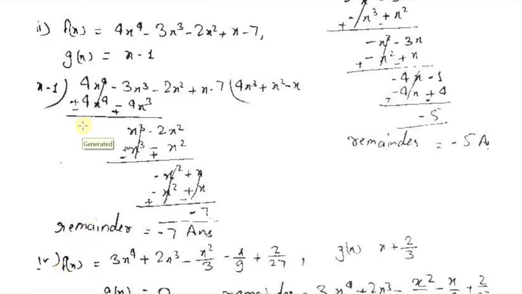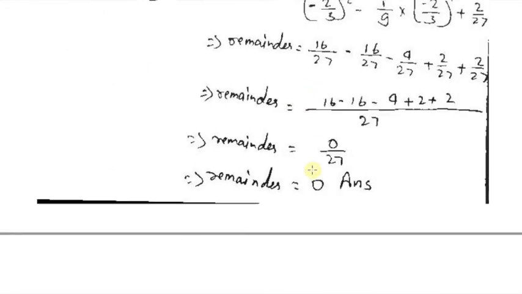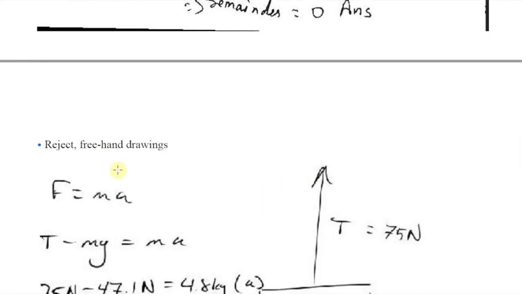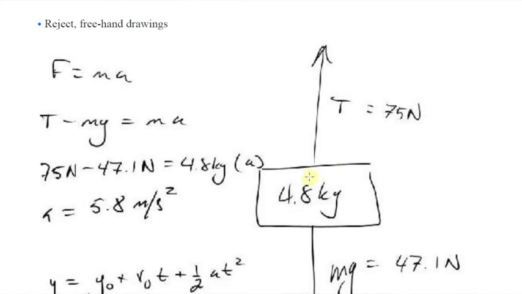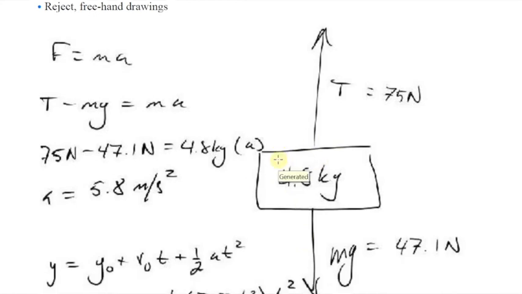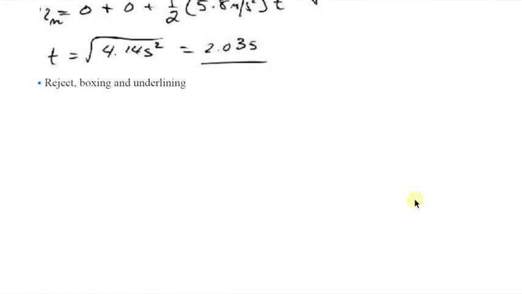So it should be vertically aligned and all answers should start from the left side. Because of this, the answer will be rejected. Now, if you see reject freehand drawing, for example, in this question there is a freehand drawing, and because of this the answer will be rejected. So next, reject boxing and underlining.